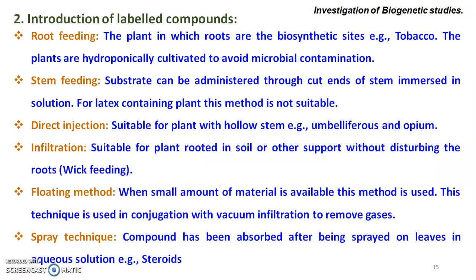Labeled compound can be introduced via roots, stem, direct injection, infiltration, floating method or spray technique. In root feeding, for plants in which the roots are the biosynthetic site, for example tobacco, the plants are hydroponically cultivated to avoid microbial contamination. In stem feeding, the substrate can be administered through cut ends of the stem immersed in a solution which contains radioactive isotopes. Direct injection can also be given to hollow stems, like umbelliferous fruit.